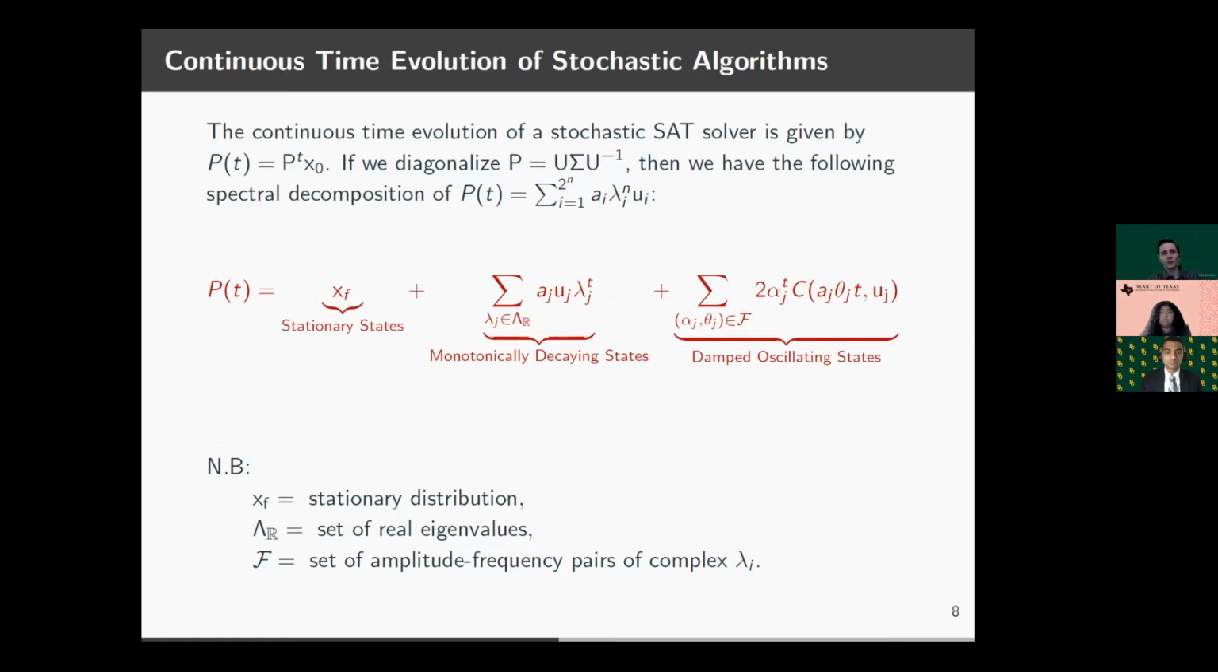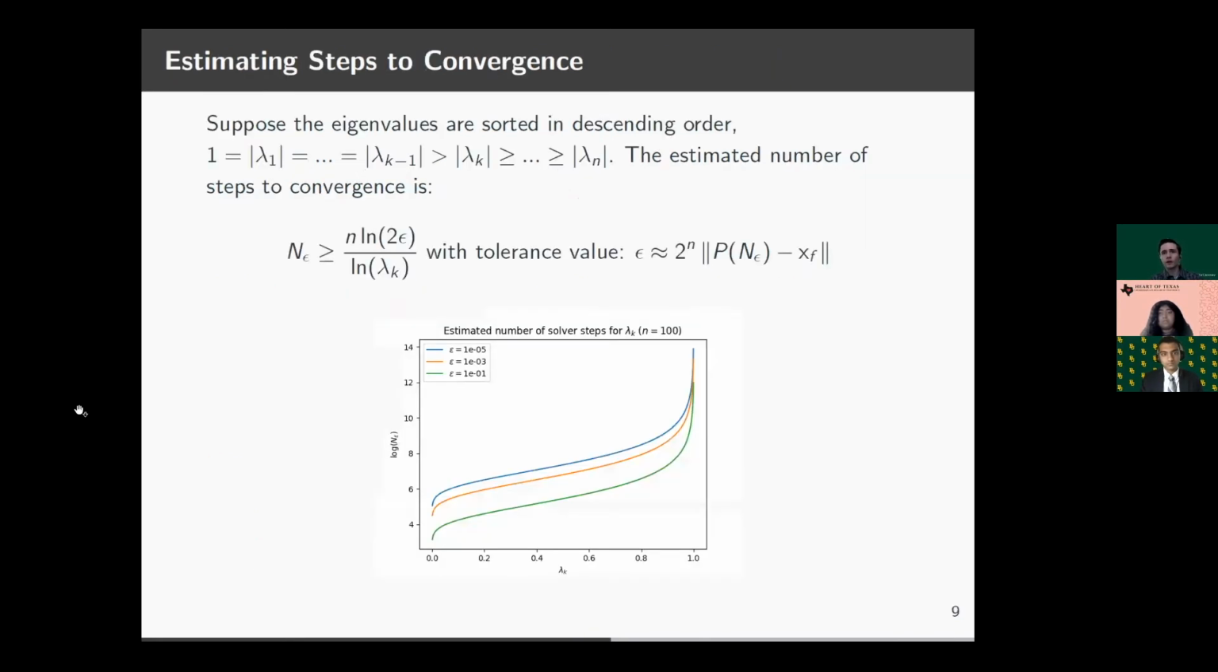It's much easier to solve, whereas these damped oscillations in the continuous time evolution tend to result in a significant increase in the amount of time required for a solver. So suppose we sort the eigenvalues of this P matrix in descending order, and then we can estimate the number of steps required for a SAT solver, given by this formula here, with respect to this value lambda k, which is the first eigenvalue that does not have modulus 1.